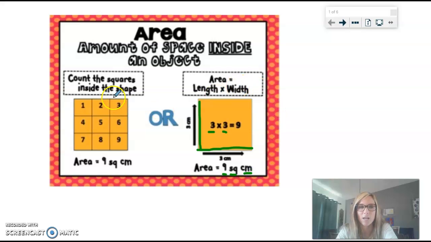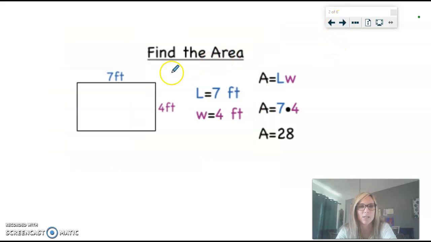Okay, so that's how much fits inside that shape. 9 square centimeters would fit inside there. So if you had these little squares here like this, that size, you would be able to fit 9 of those inside the big, huge square. Okay, so now let's look at this rectangle right here.